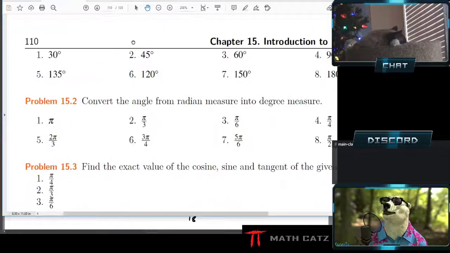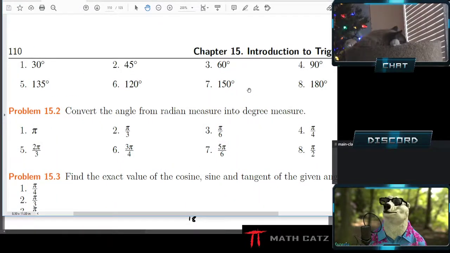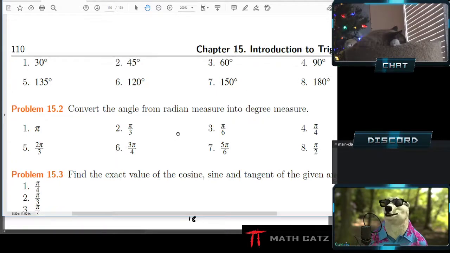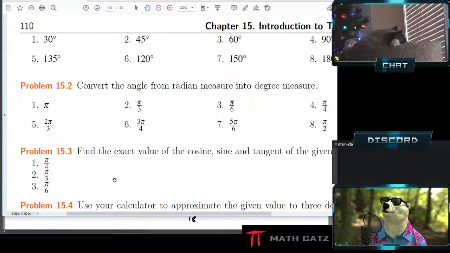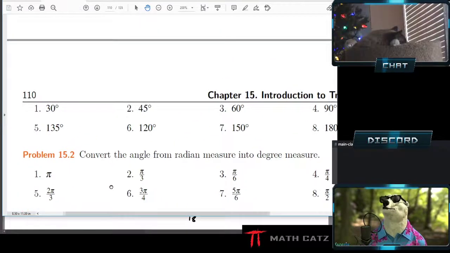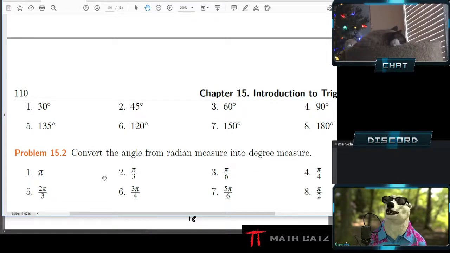Problem 15.1. I have some angles in degrees. Just convert them, just like we just did. Problem 15.2, I have some radian measures. Convert them, just as we did. Don't worry about the rest. We still have to talk about them. But there is some stuff to practice. Figure out what you are comfortable with. What are you not comfortable with? Focus in on that and start getting comfortable. It's just a matter of repetition. It's just a matter of time.